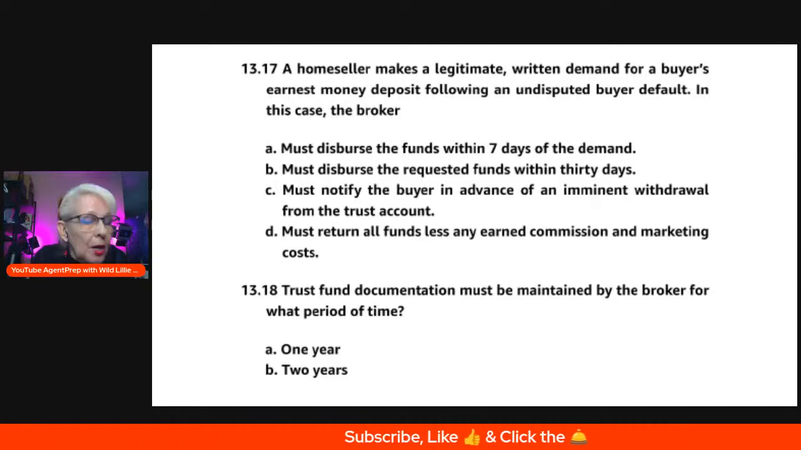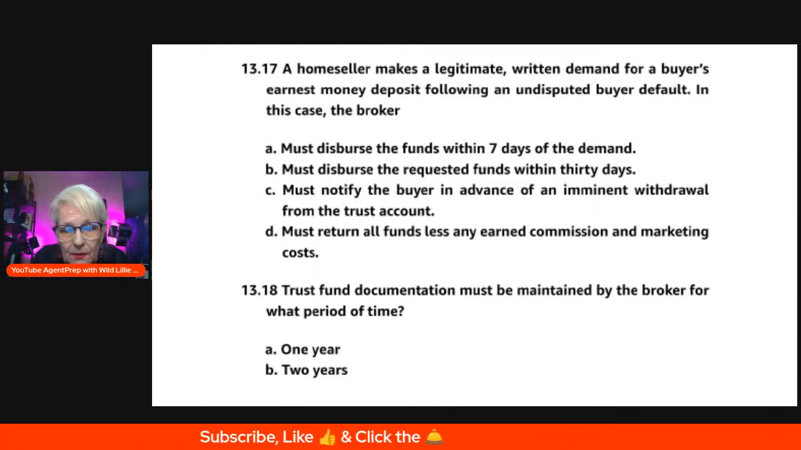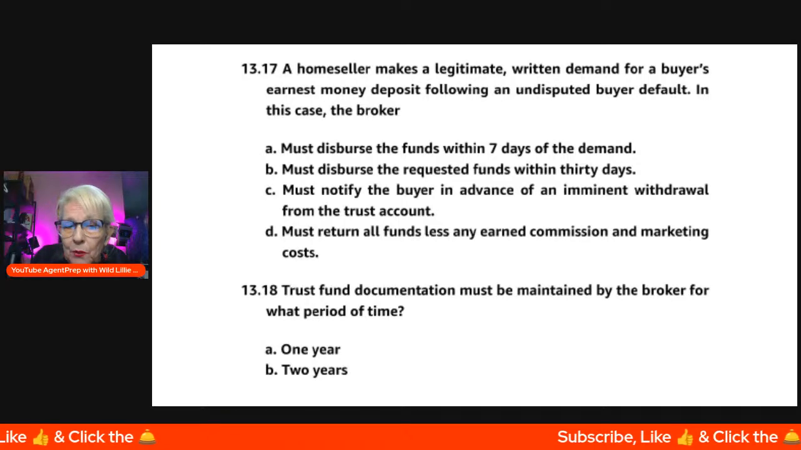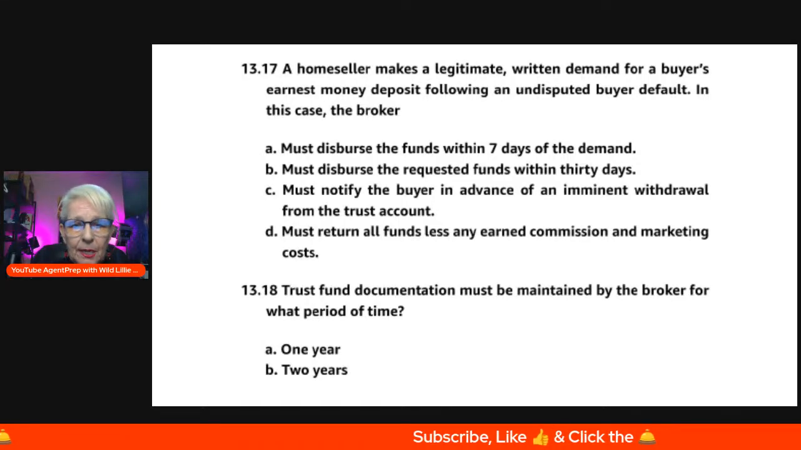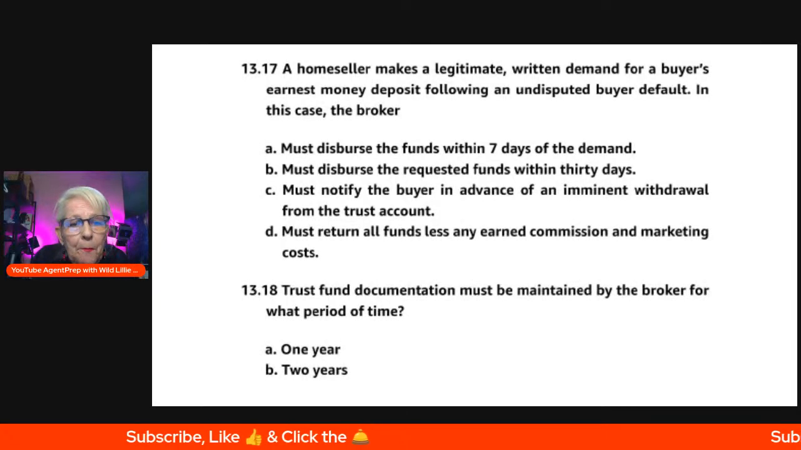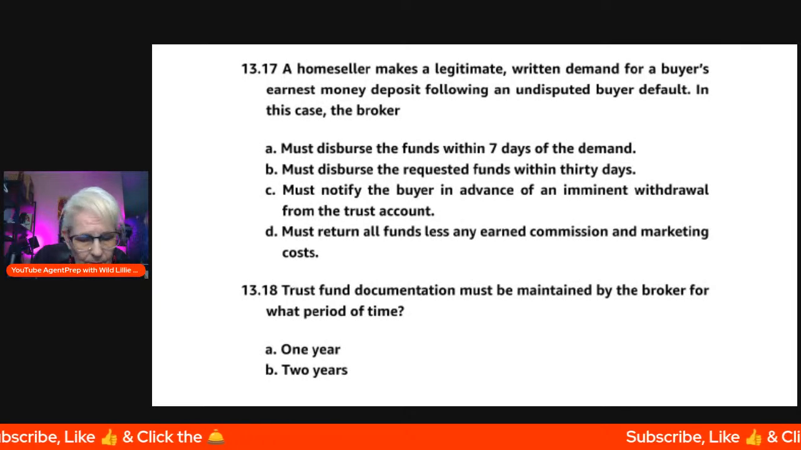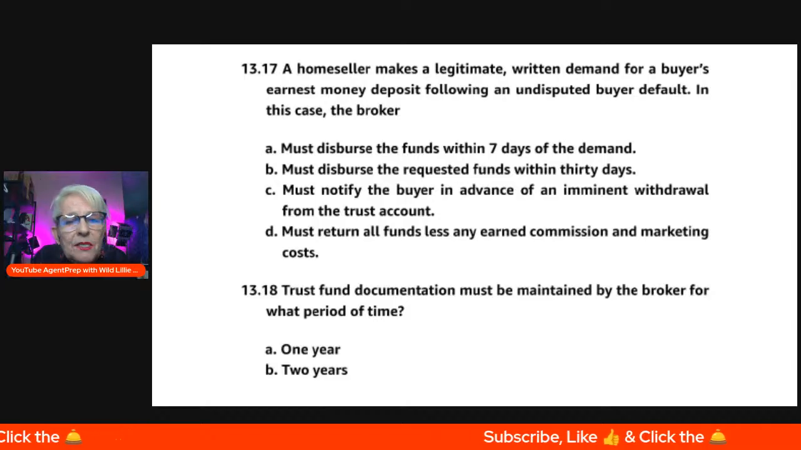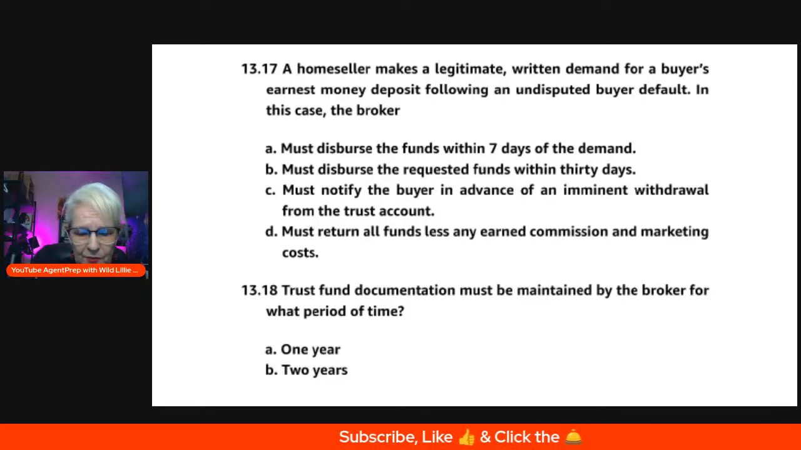If one party does not dispute it, in this case, the buyer was in default and they did not dispute, then the seller gets the earnest money within 30 days. Letter B. So must disburse the requested funds within 30 days.